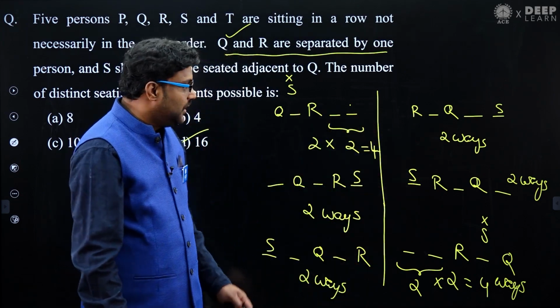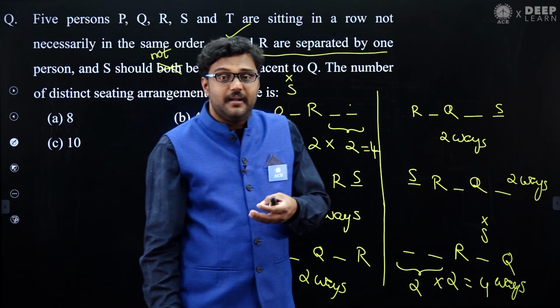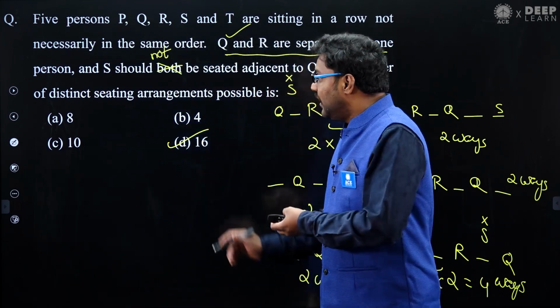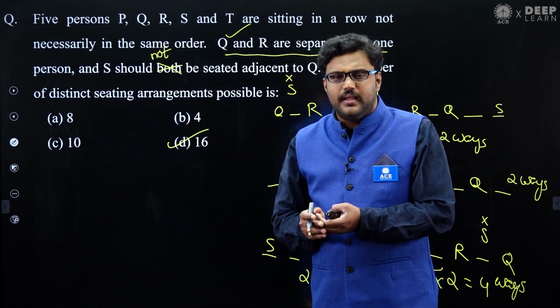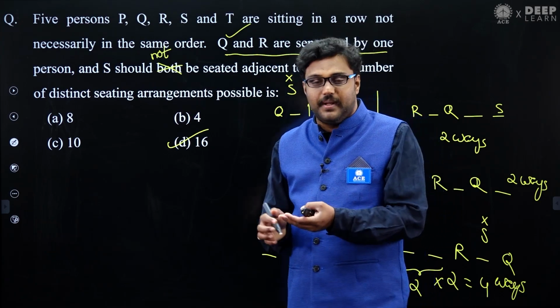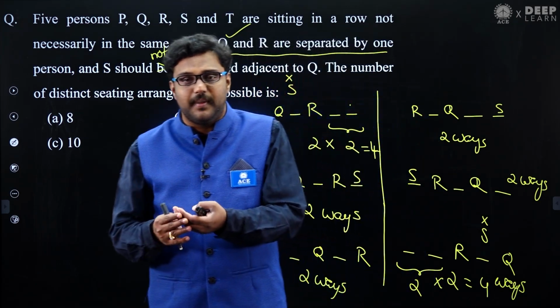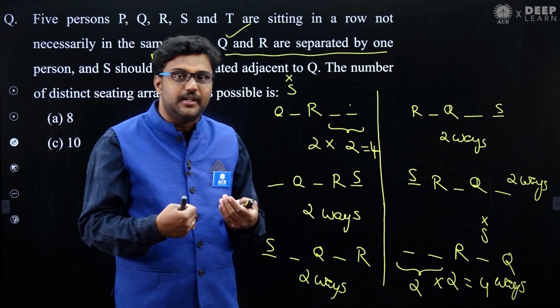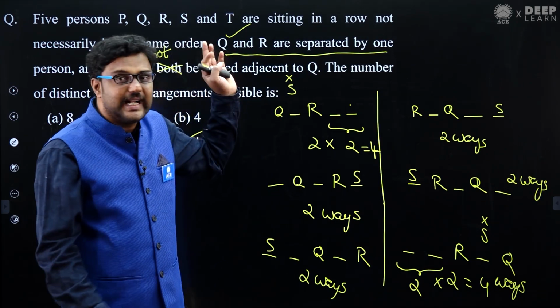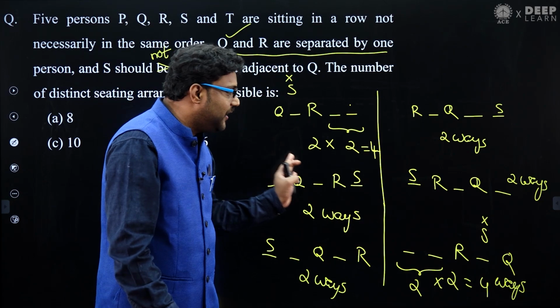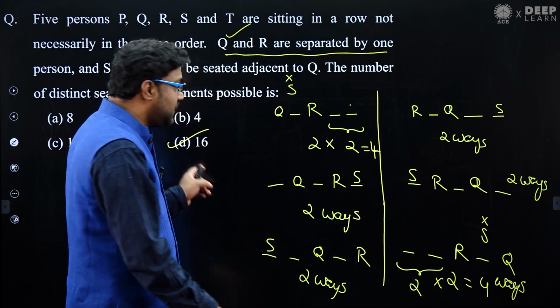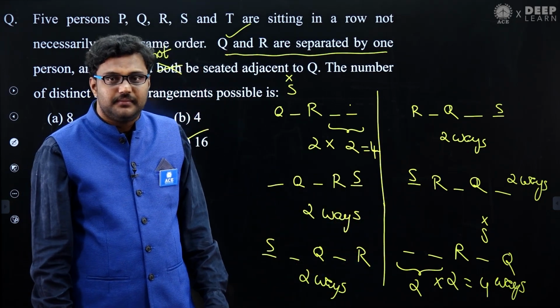Got it? So they'll ask, what are the different possibilities to arrange? This is a bit related to permutation combinations, permutations especially, and along with the seating arrangement together they are asking a question satisfying the conditions. What the different possibilities is, 16 you have to get. Got it?